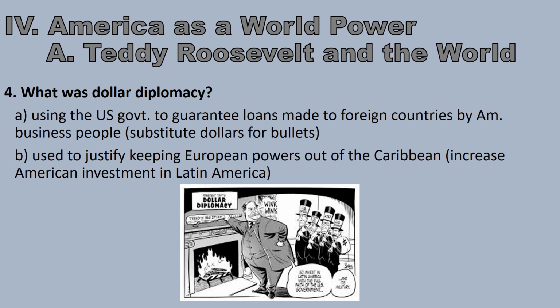There's a growing anti-imperialism sector in the United States and overseas. And the other is that Woodrow Wilson doesn't like it when he becomes president, and so he cuts off all the funding.